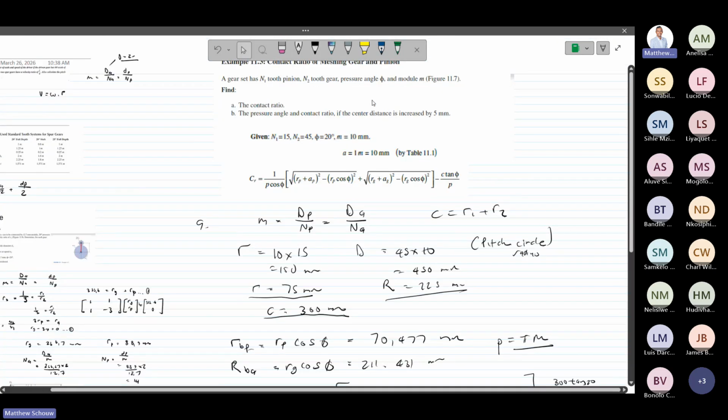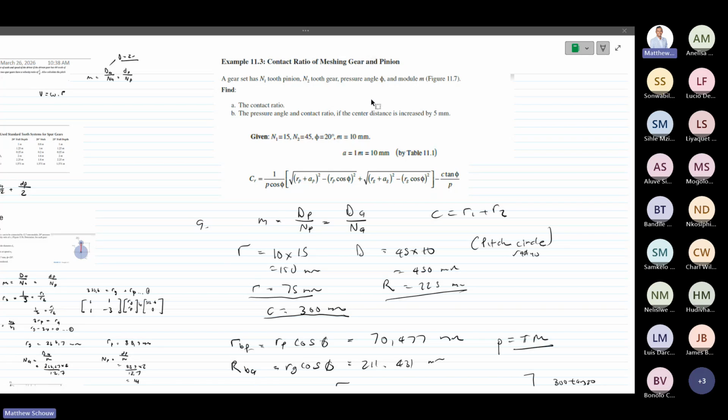The reason why it's brought up here is that we're looking at possible ways of increasing or decreasing the contact ratio. And you can actually see how if we increase the center distance, the pressure angle might drop. When the pressure angle drops, it affects other stuff. But like I said, this is very specialized stuff in terms of design. But anyway, let's quickly try.